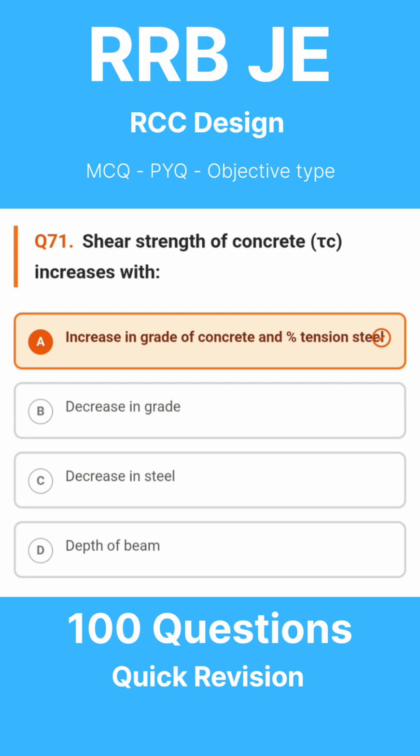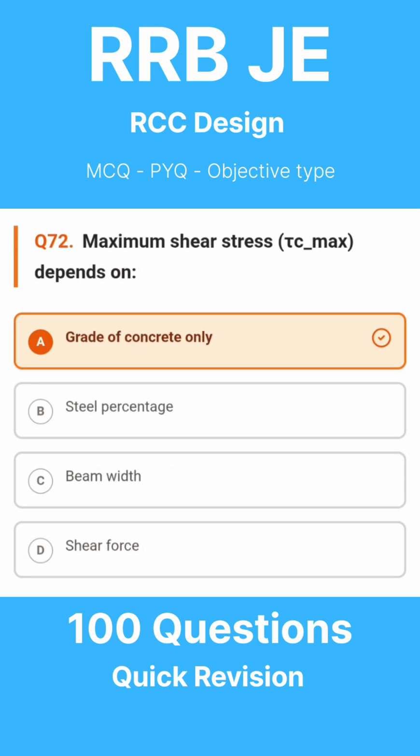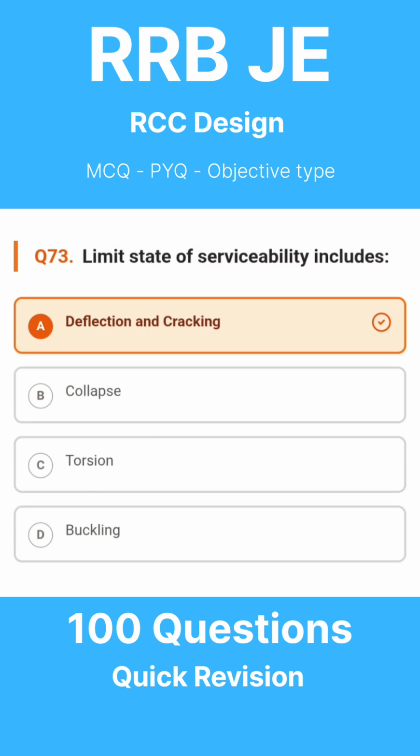Question 71. Shear strength of concrete tau c increases with. The correct answer is increase in grade of concrete and percent tension steel. Question 72. Maximum shear stress tau c max depends on. The correct answer is grade of concrete only. Question 73. Limit state of serviceability includes. The correct answer is deflection and cracking.